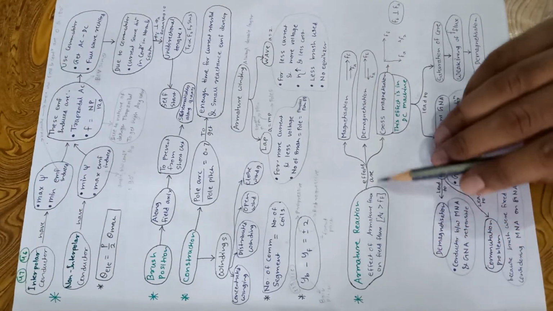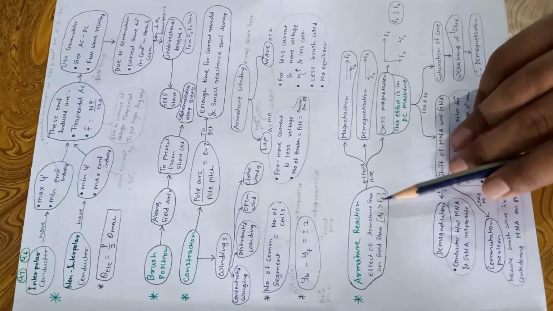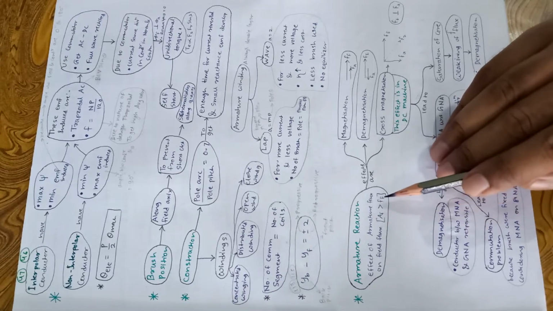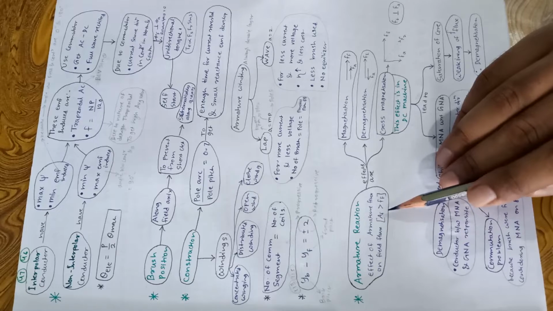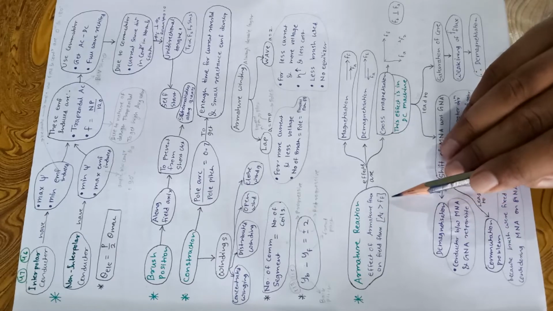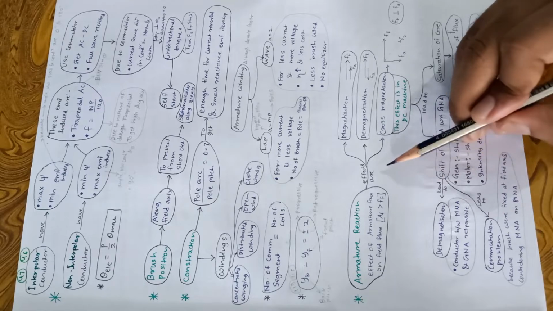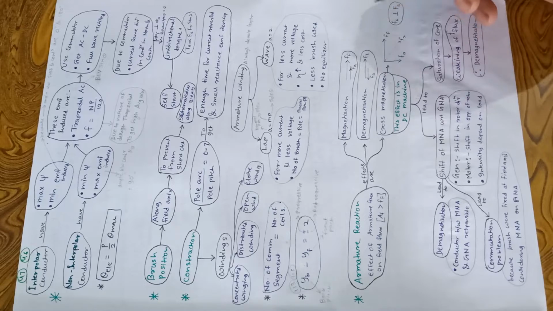Next we have armature reaction. This is the most important topic in theory of a DC machine, okay. Armature reaction is the effect of armature flux on field flux, okay. And armature flux is always more than the field flux. And the effects of armature reaction are magnetization, demagnetization or cross magnetization.